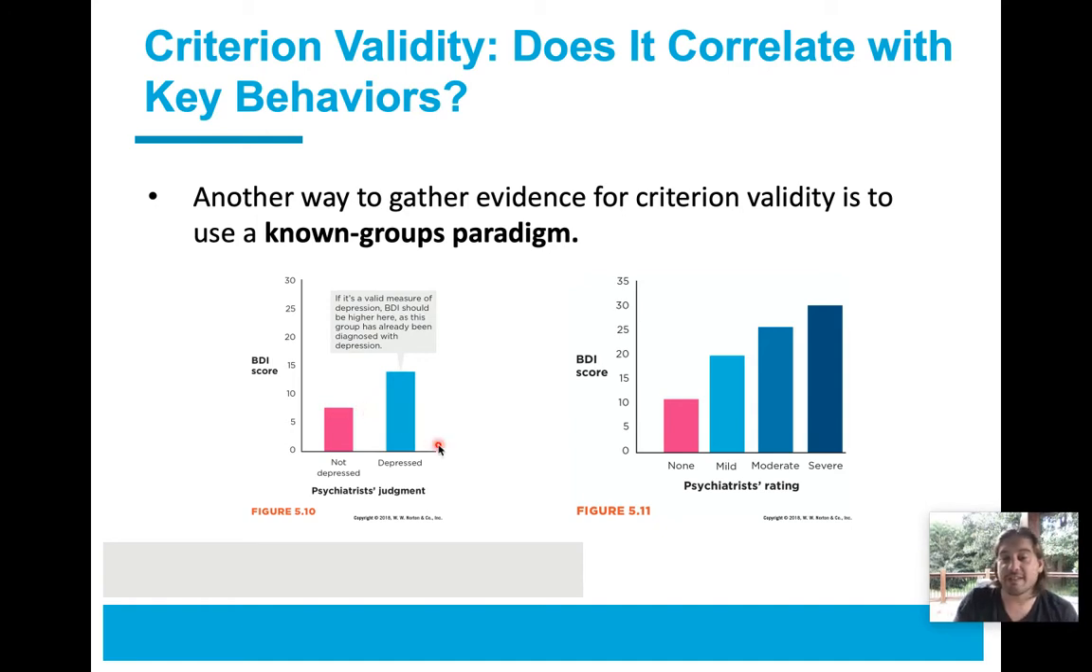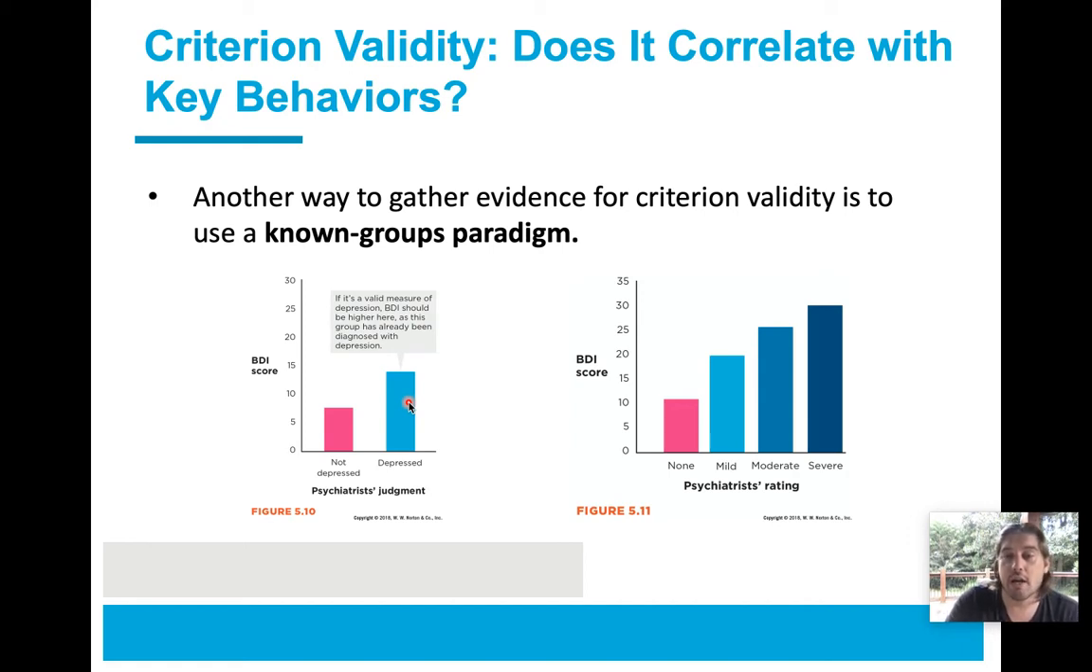Now, keep in mind, this is testing my measurement tool. Nothing says that my depressed participants have to score higher, right? If these bars were equal, let's just imagine that the not depressed and the depressed scored the same, it would suggest that my measurement tool isn't measuring depression. Right? It's measuring something else, or it's measuring nothing. Just because I made it doesn't mean it's going to work, doesn't mean it's going to be good. I have to prove that my measurement tool is a good measurement, and this is one of the ways.